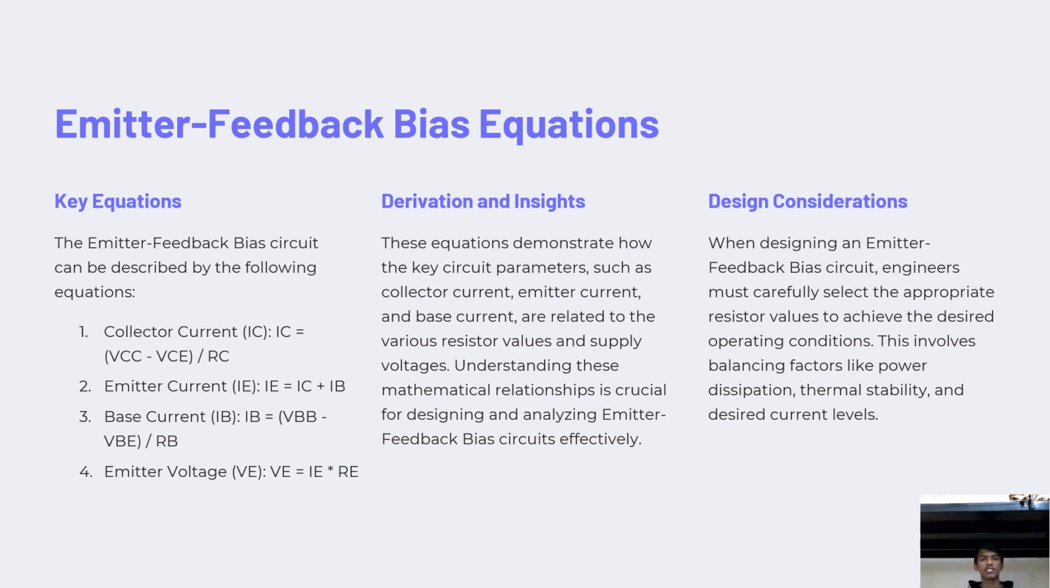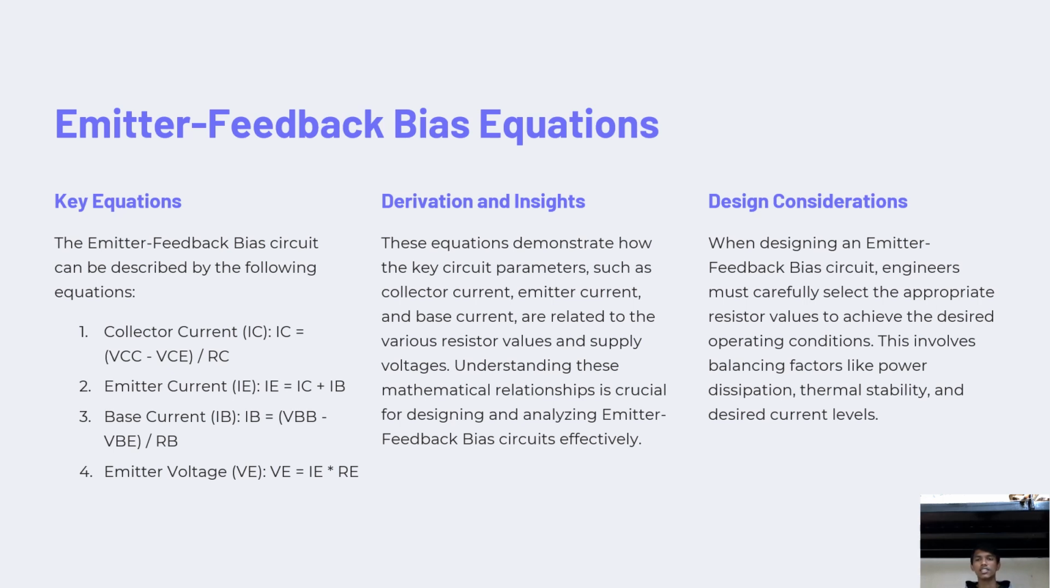Derivation and insights. These equations demonstrate how the key circuit parameters such as collector current, emitter current, and base current are related to the various resistor values and supply voltages. Understanding this mathematical relationship is crucial for designing and analyzing emitter feedback bias circuits effectively.